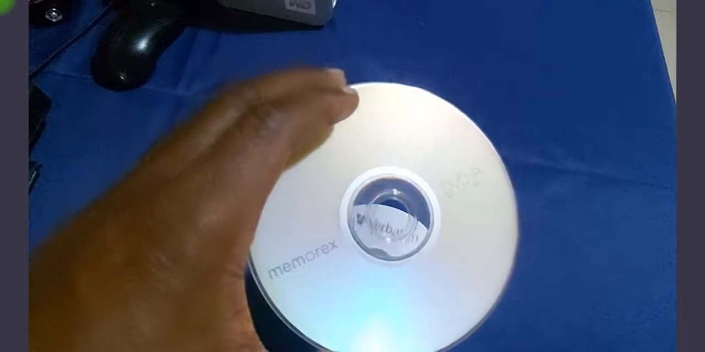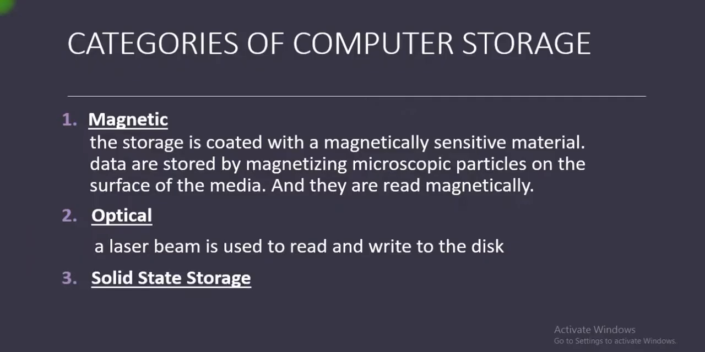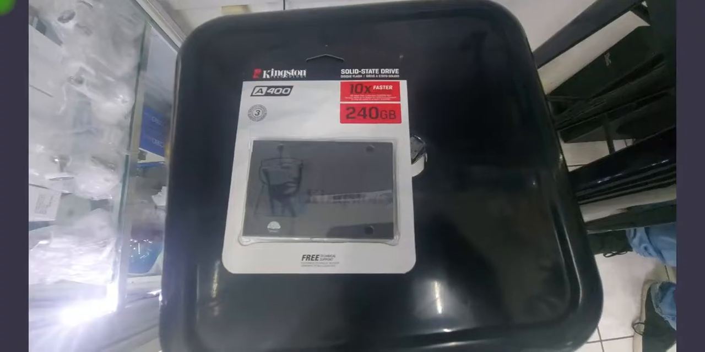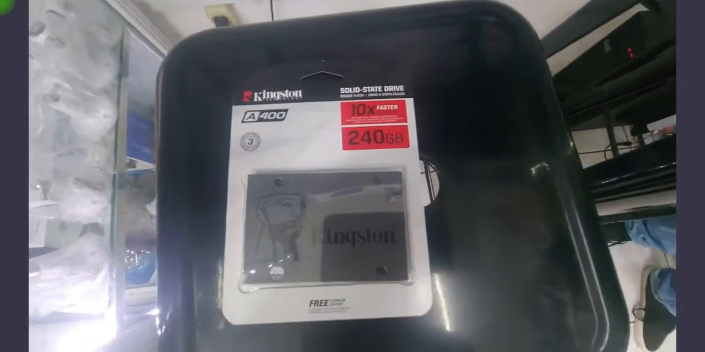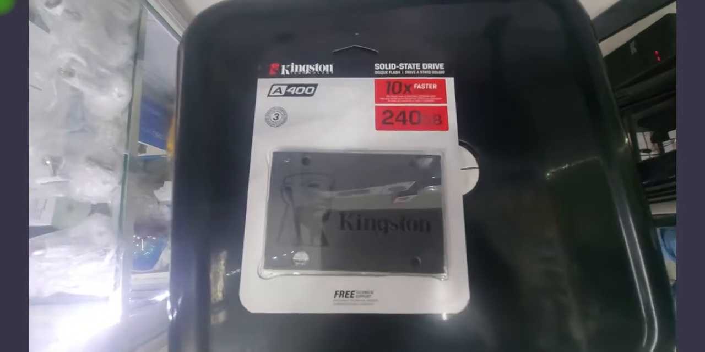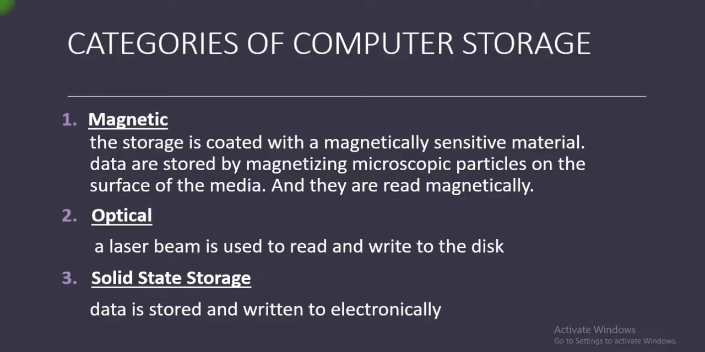Then we have optical storage, and this differs from magnetic storage in the sense that with optical, it is a laser beam that is used to read and write to a disk. And then we have solid state storage, and this is where we are now in terms of technology. So we would have evolved magnetic technology, the floppy disk, the magnetic tape, the hard disk drive. They're all now obsolete. Also, optical technology is obsolete. So with solid state technology, data is stored and written to the medium electronically.